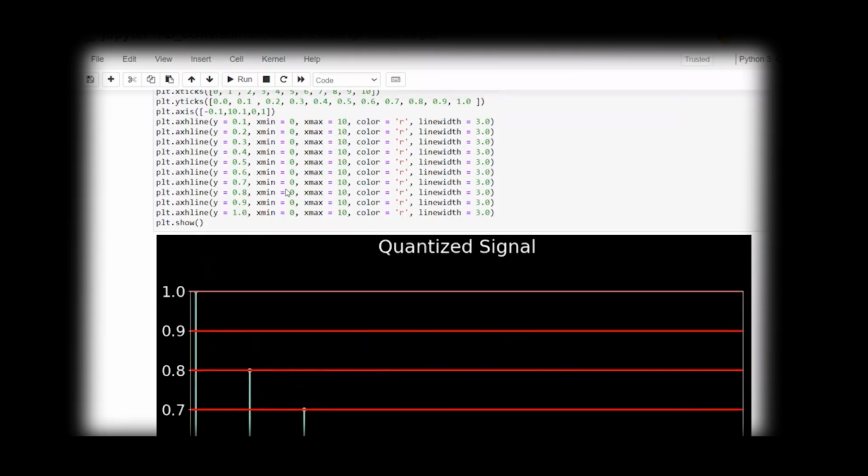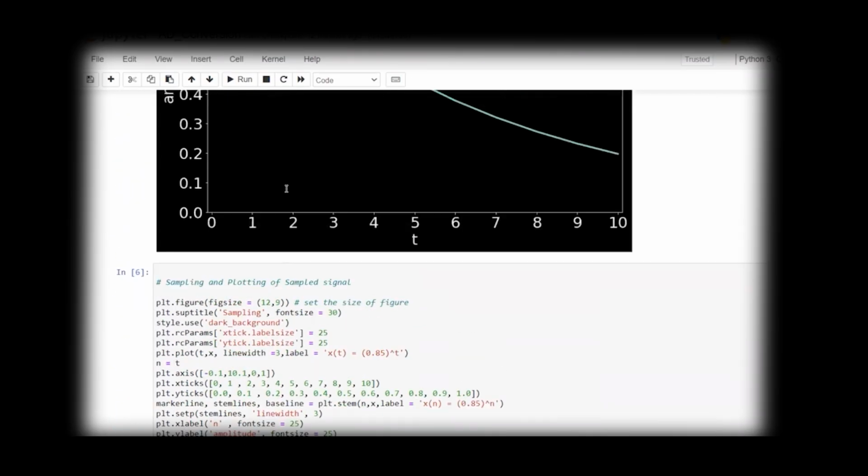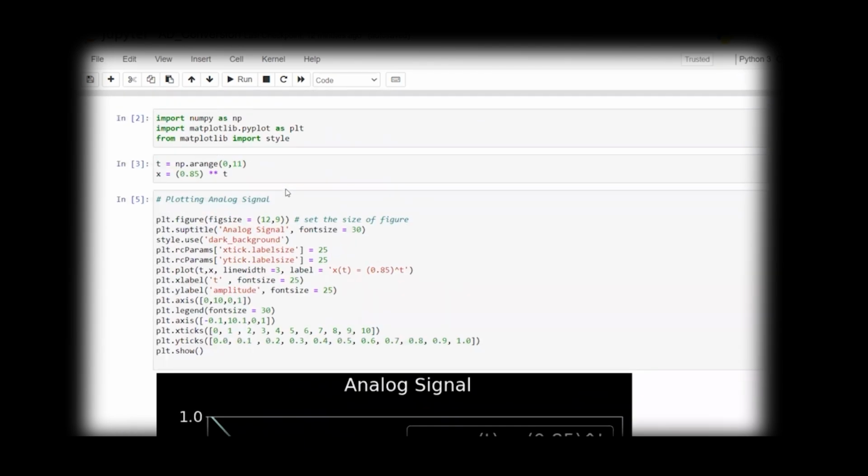This concludes our discussion on analog to digital conversion, which we studied in detail in the previous lecture. Now, we have seen how to implement it step by step using Python.